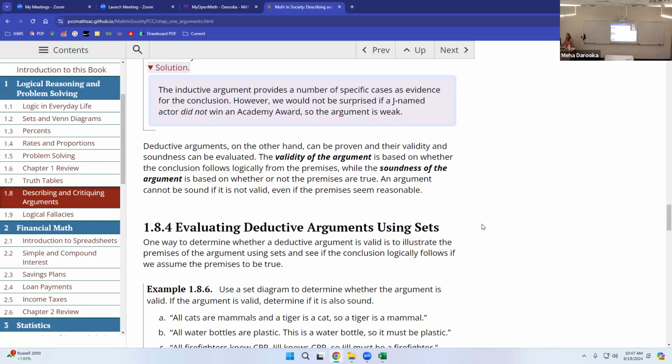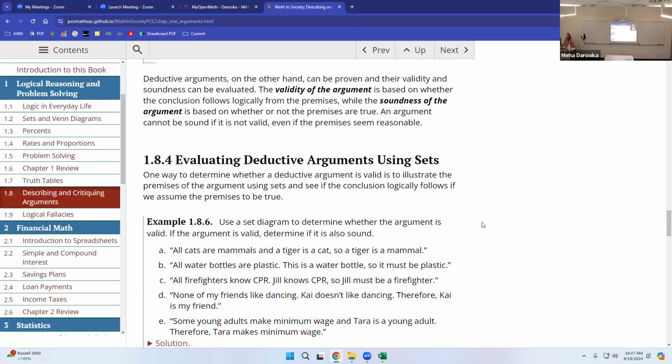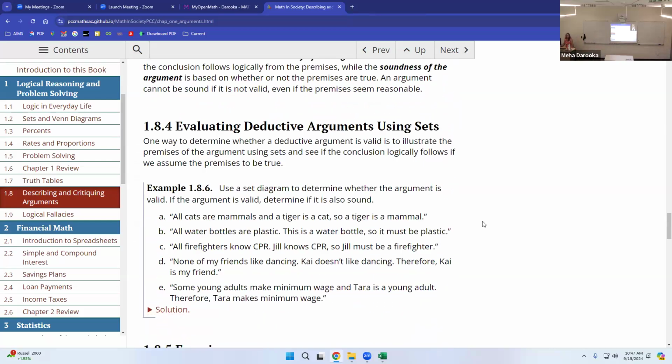So let's take a look at something. They're saying even if the premises are reasonable, if it's not valid, it's not sound. So they're asking us to actually use Venn diagrams, or sets, to come up with the validity and soundness here. One way to determine a deductive argument is valid is you can illustrate using sets and see if the conclusion logically follows the premises. So use a set diagram to determine whether the argument is valid. If the argument is valid, then we will talk about the soundness.